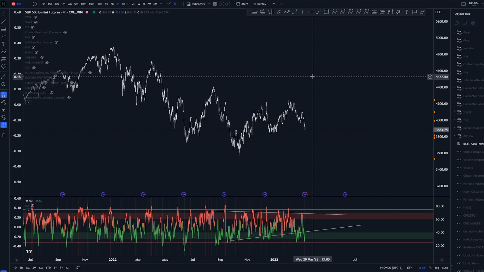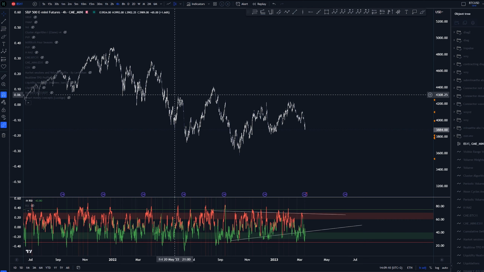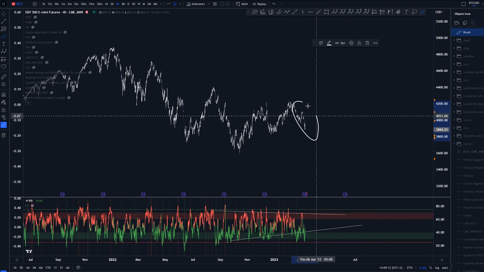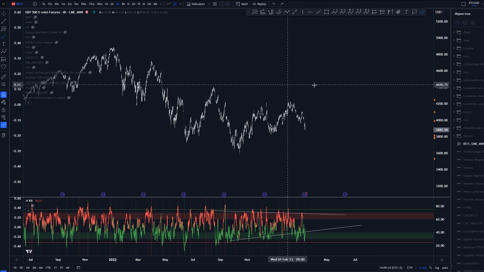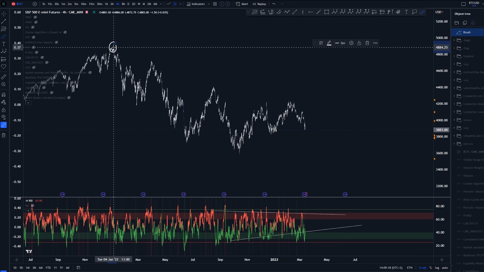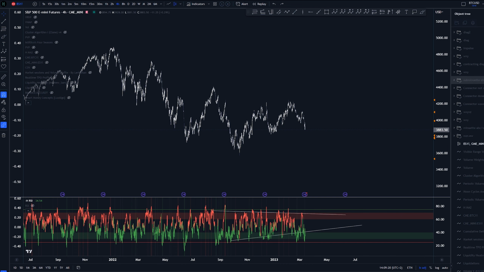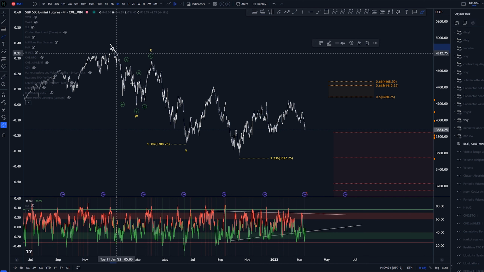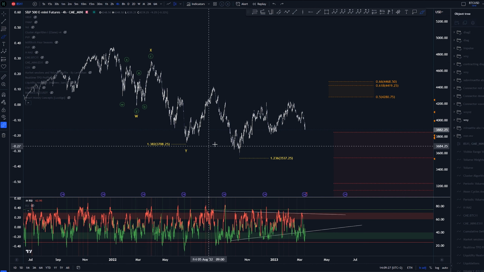So here we are on the 4-hour time frame on S&P 500 futures, and today we're going to be looking at the smaller time frame. But just to make sure that everyone is on the same page, let's check out the macro first, starting from the highs of around $4,800. Since then, the more bearish idea was the start where we had this as WXY.